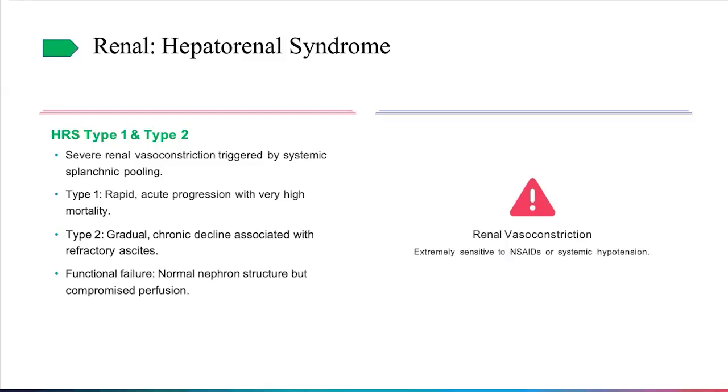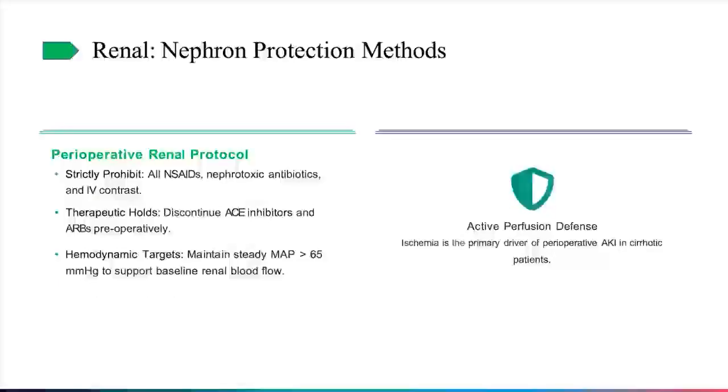Apart from this hepatorenal syndrome, these patients with liver disease are more prone to get acute kidney injury during the perioperative period as well. So we talk about renal protection during the perioperative period. NSAIDs are strictly contraindicated. Nephrotoxic drugs, especially antibiotics and IV contrast, better to avoid. And we discontinue ACE inhibitors or receptor blockers preoperatively. And we try to maintain adequate mean arterial pressure as well as adequate volume during the perioperative period to maintain renal perfusion. So this will reduce the risk of hepatorenal syndrome as well as acute kidney injury.